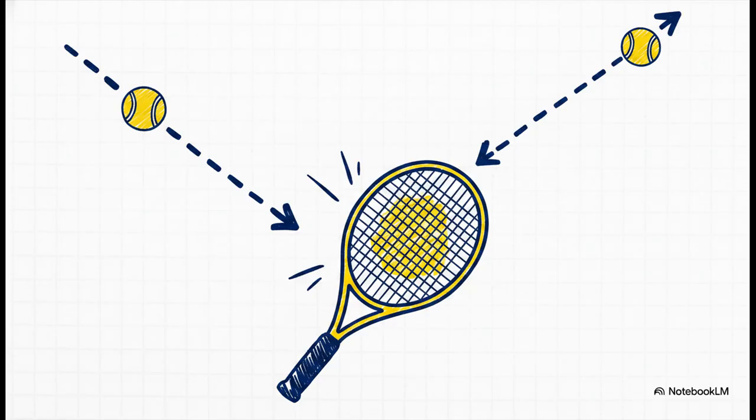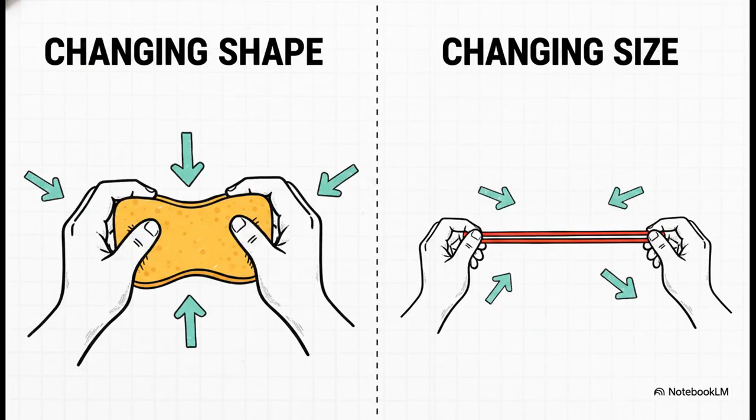Third superpower, force can change an object's direction. Just think about a tennis match. The ball is zipping toward you from one direction, you swing your racket, apply a force, and send it flying back in a totally new direction. Number 4 is a fun one. Force can actually change an object's shape or its size. So when you squeeze a sponge, you're using force to change its shape. And when you stretch out a rubber band, you're applying a force to change its size.